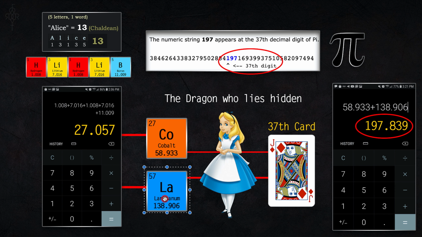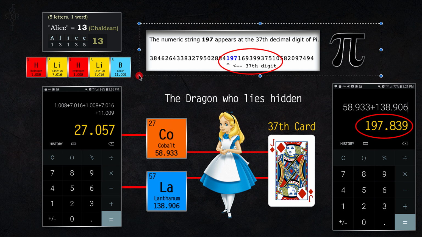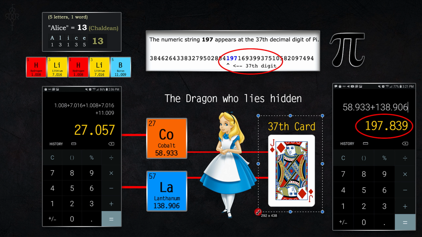So Cobalt and Land Phantom, 27 and 57, when you add those up, the atomic weights of these two, from Alice, we got her alchemology, you get the number 197.839. Then you go to the string of pi, it appears at the 37th decimal digit of pi. 37, 38, and 39, but it starts at the 37th decimal digit of pi, folks. The 37th card, which is why I said I wanted to just bring in Jack in the Box tied together with Alice in Wonderland. Just be too much content. That's the Jack in the Box card.